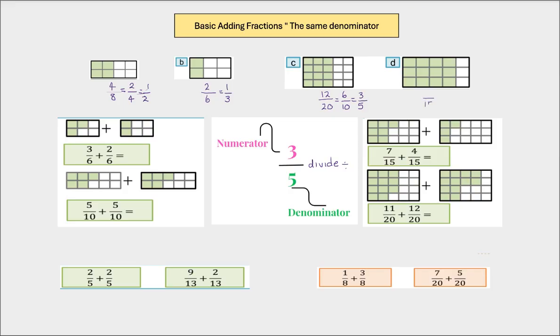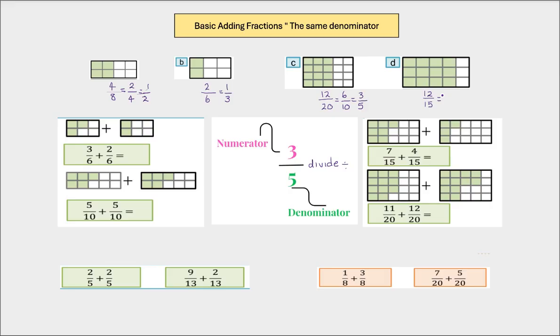Right, and the last one, we have 3, 6, 9, 12, 15. There's 15 in total. So that's going to be our denominator. How many shaded have we got? 3, 6, 9, 12. So we've got 12 over 15.